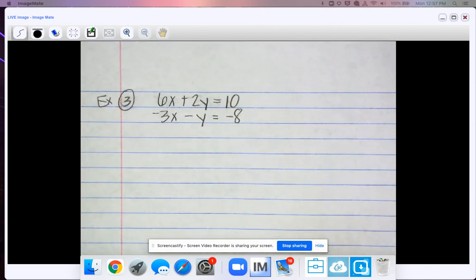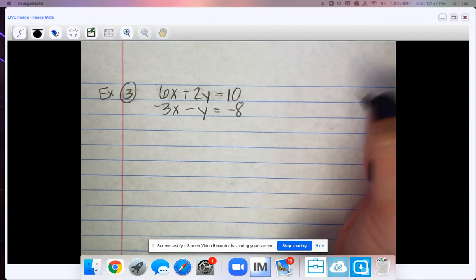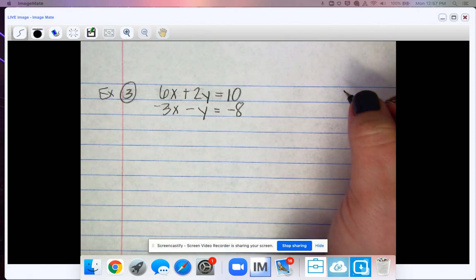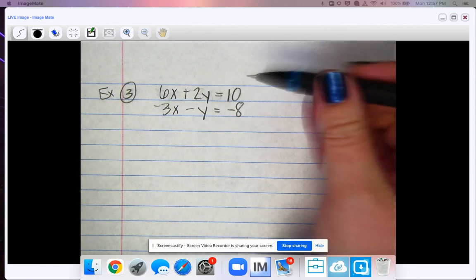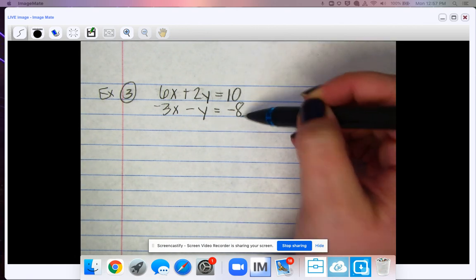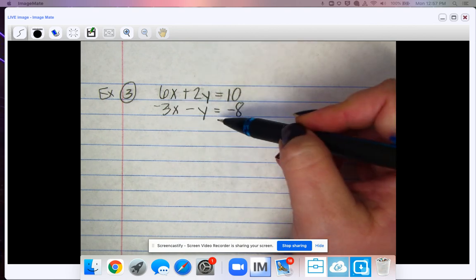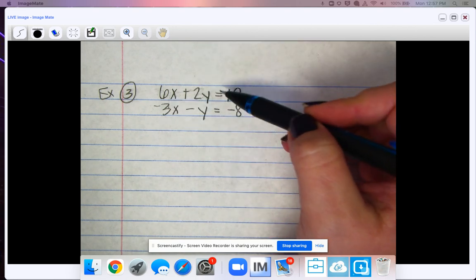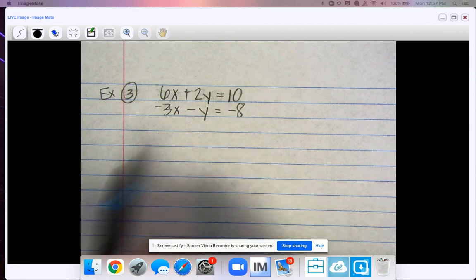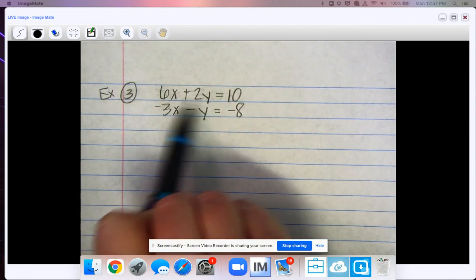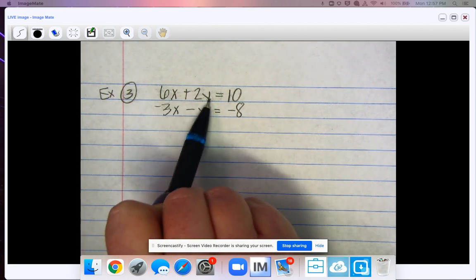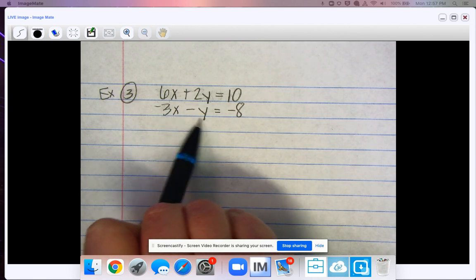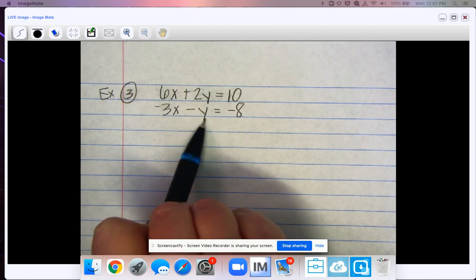All right, last example here. I have 6x plus 2y equals 10 and negative 3x minus y equals negative 8. So you'll notice here that I don't have a variable solved. I have my constants isolated, but I don't have a variable isolated. So I am going to choose which variable I want to isolate. In the first one, I have coefficients with x and y. So I notice right away that this y is almost by itself. And so I'm going to isolate this y.